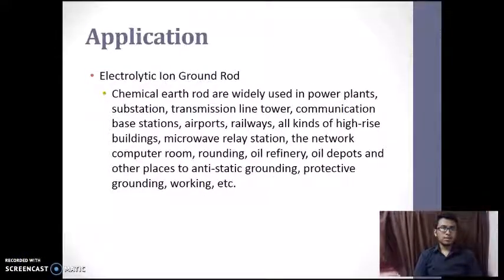For the application of the electrolytic iron ground rod, we can see that chemical earth rods are widely used in power plants, substations, transmission line towers, communication base stations, airports, railways, all kinds of high-rise buildings, microwave relay stations, networks, computer rooms, oil refineries or depots and other places for anti-static grounding, working grounding, etc.